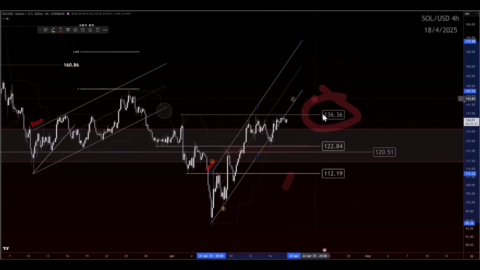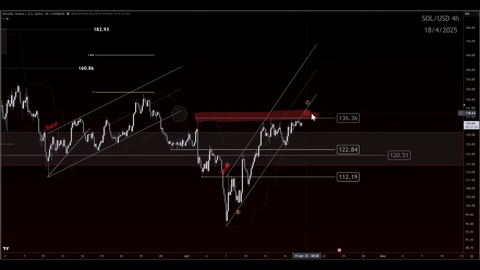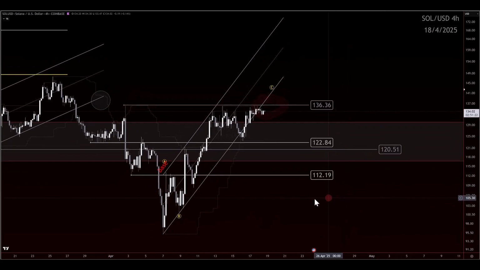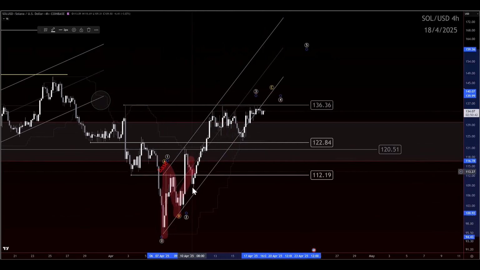The next big level here is this 136.36. You can see we got some resistance here, and this is going to be a huge level for me because at this point, what do we have? We have an ABC. We don't have a complete zigzag yet. Depending on how you count this, it's just looking like a 1, 2, 1, 2, 3, 4, 5. So we have to look for another 4 or 5.